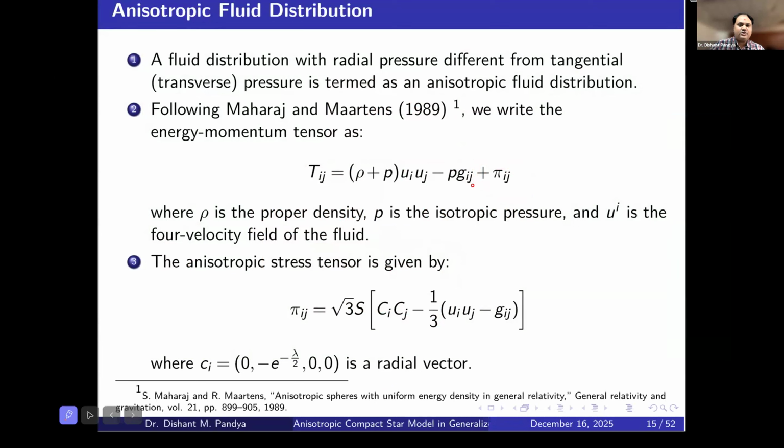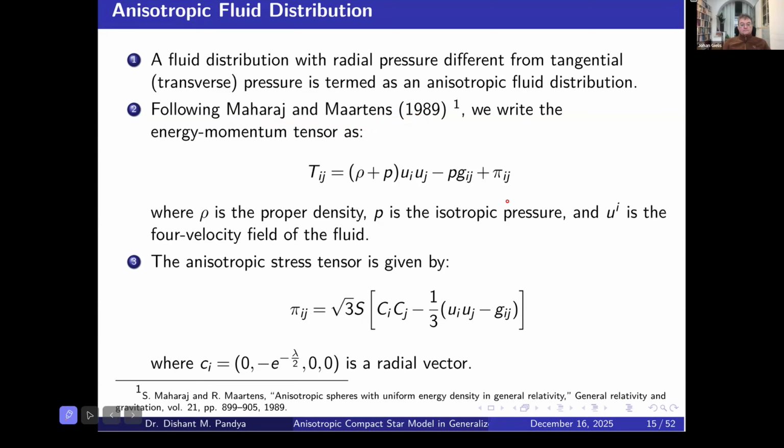So when we just want to study isotropy, then the energy momentum tensor will be this one. But if you want to study the anisotropy part as well, that counterpart can be studied on the basis of the addition of this additional term. The first proposed theoretical model to study this anisotropic matter distribution was proposed by Maharaj and Maartens in 1989. They developed an algorithm for what the governing energy momentum tensor will be if we want to study anisotropic matter distribution.